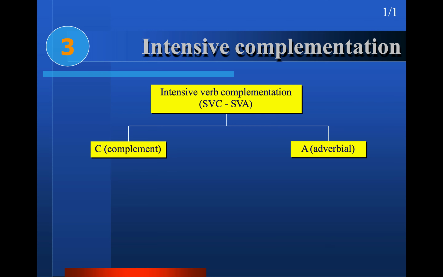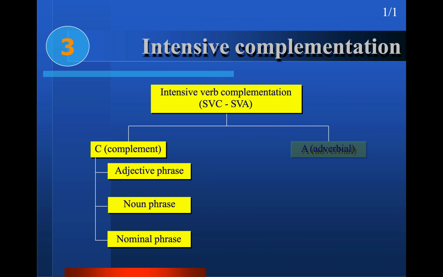So whenever we talk about intensive complementation, we should have two kinds of structures, SVC and SVA. In this case, the verb should be copular. Remember in the previous lectures we talked about current copula and resulting copula. So in this sense, V must be a copular verb. If the copular verb is followed by a noun, pronoun, or adjective, this will be a complement. It is specifically known as subject complement. If the copular verb is followed by an adverb or prepositional phrase that functions as adverbial, in this sense, it's called adverbial.